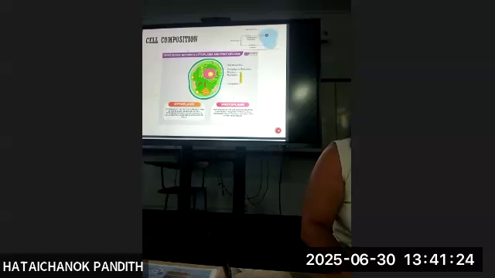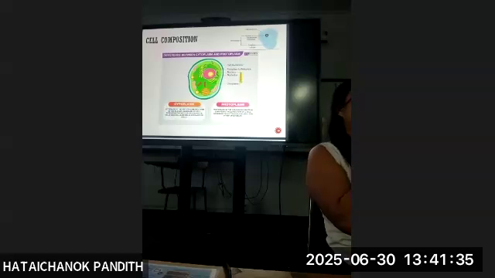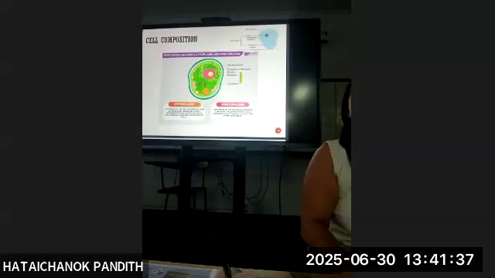Okay, so for the cell composition, you have cytoplasm, right? That's the semi-liquid inside of the cell. It's not liquid, it's more jelly-like, so it's not watery. And the things inside of the cell membrane, we call protoplasm. Can you separate them? The nucleus, nucleolus, and cytoplasm, not counting the membrane, we call protoplasm.